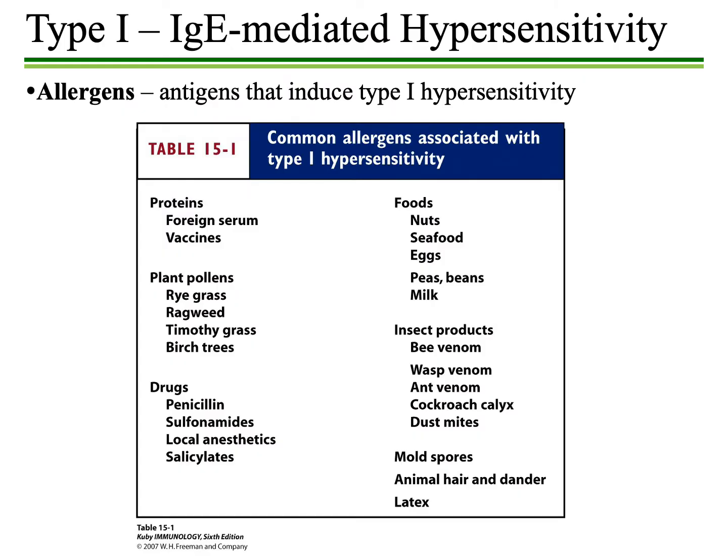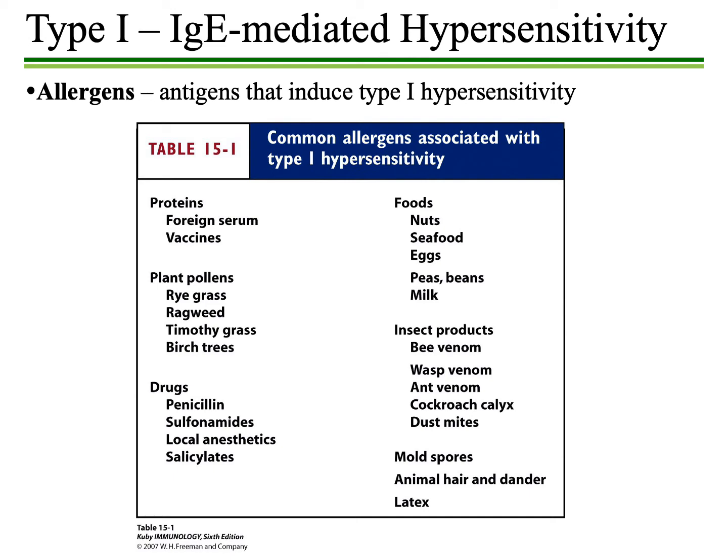So allergens, again, are antigens that do in fact induce type 1 hypersensitivity. What you see in this slide are just common allergens associated with type 1 hypersensitivity. And if you look through the table, you can see some examples of things that you may be aware of as a typical allergen. Plant pollens, ryegrass, ragweed, for example. I know a lot of us locally suffer from allergies that occur during the almond blossom.